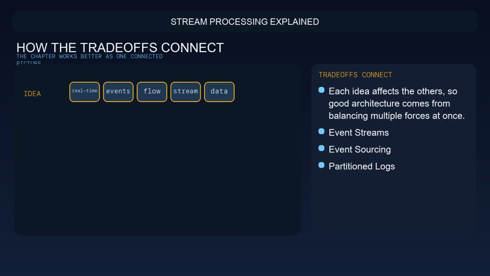At this point, the important shift is to stop viewing these concepts in isolation. Event streams are continuous flows of data generated by events happening in real time. Event sourcing is a pattern where the state of a system is stored as a sequence of events. Once those pieces connect, the overall system design starts to make much more sense.